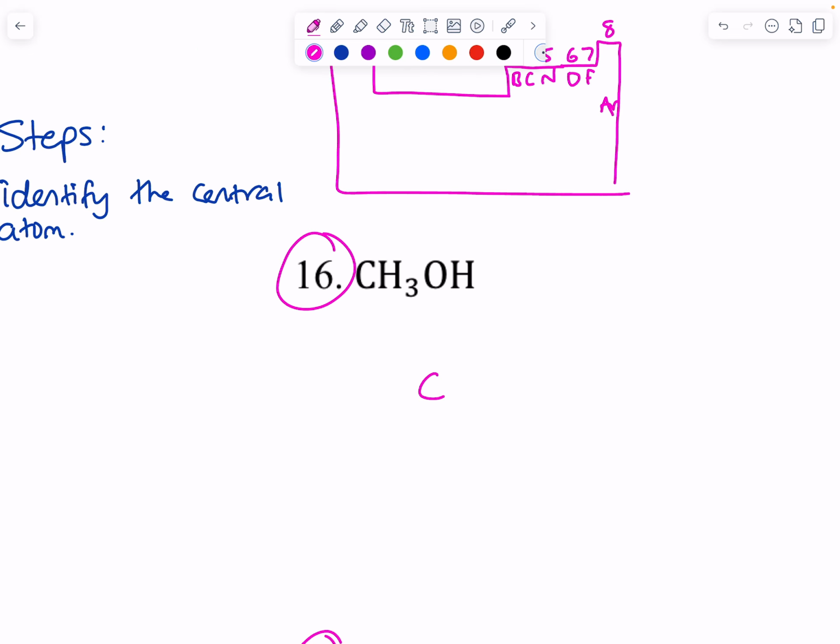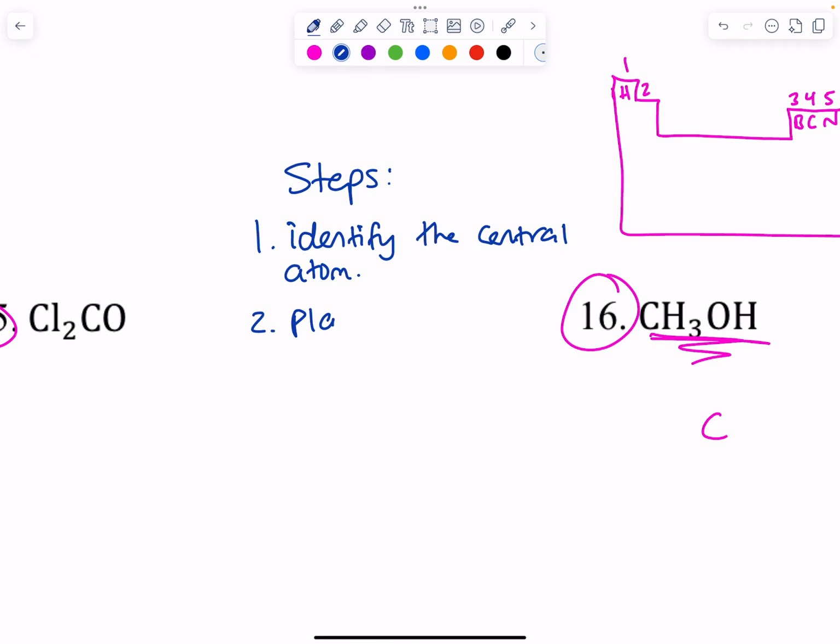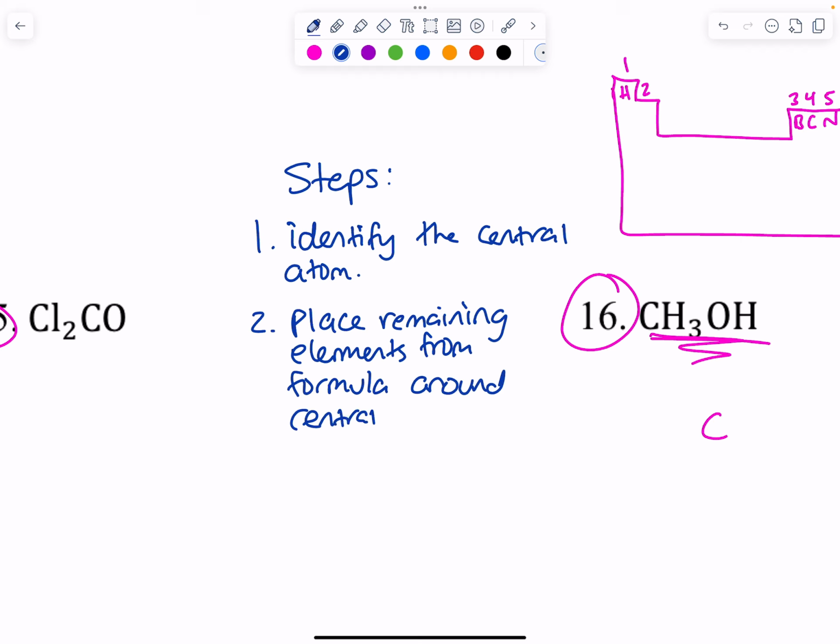C. Next, the formula is really going to help us place these atoms on this Lewis dot structure. Okay, so step 2 on our list is place remaining elements from formula around central atom. Okay, let's take a look.